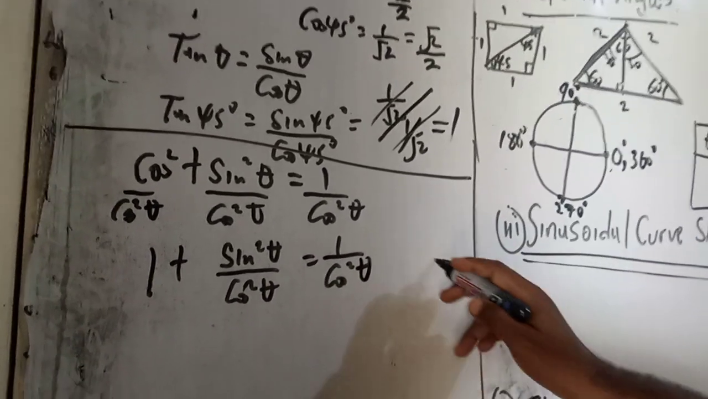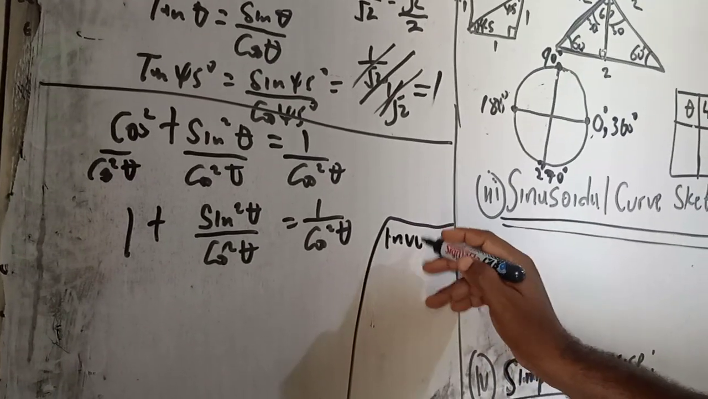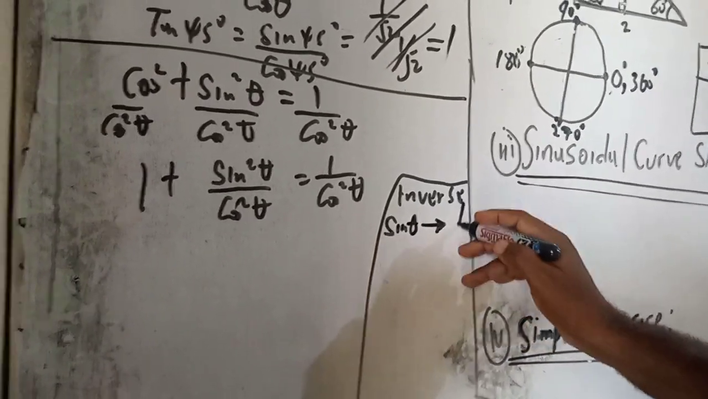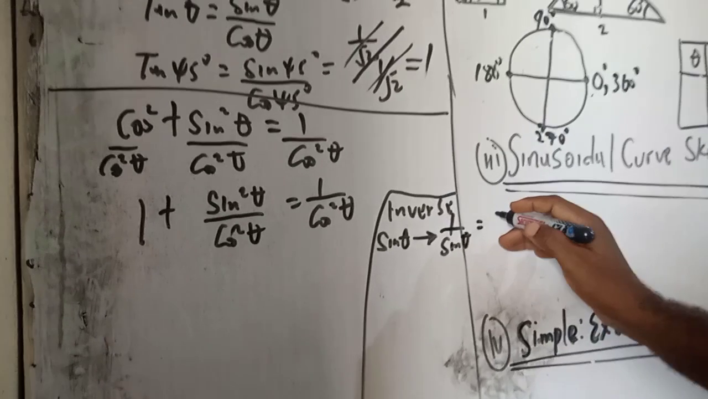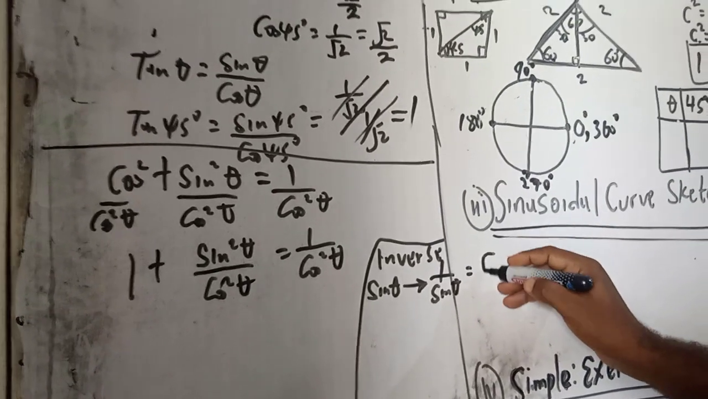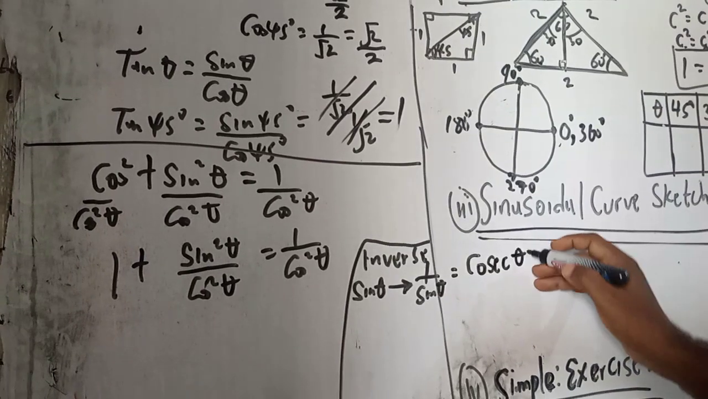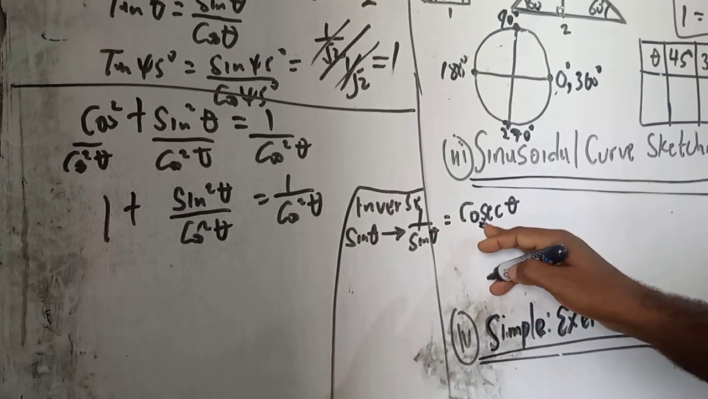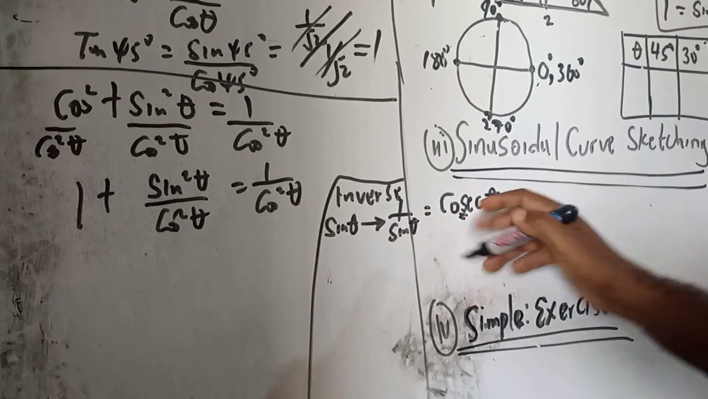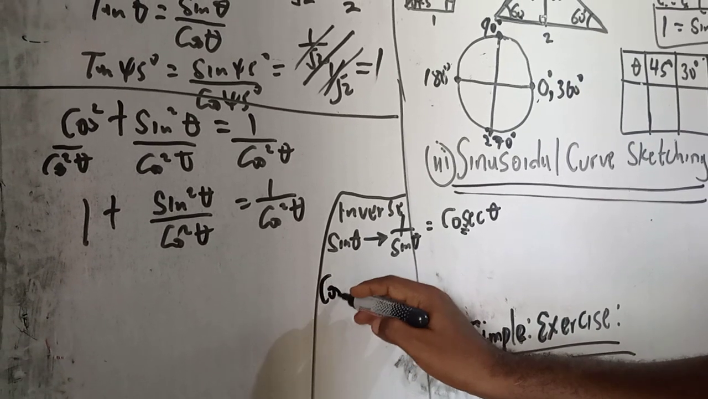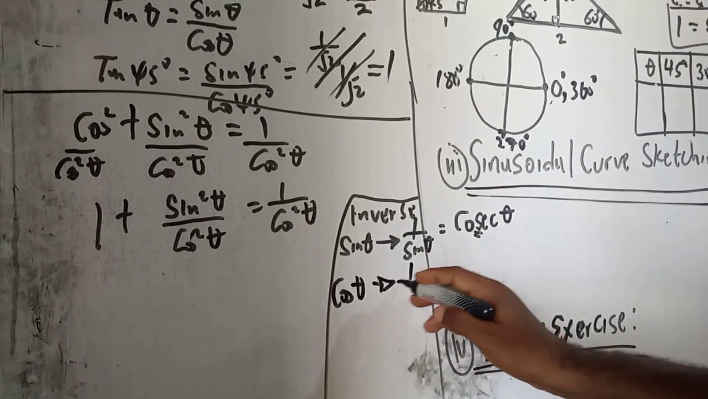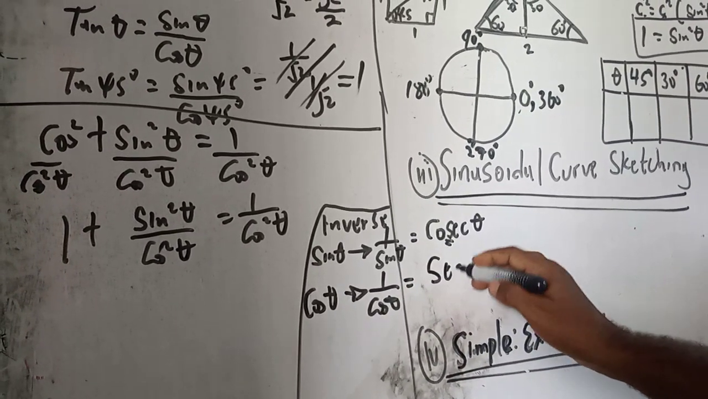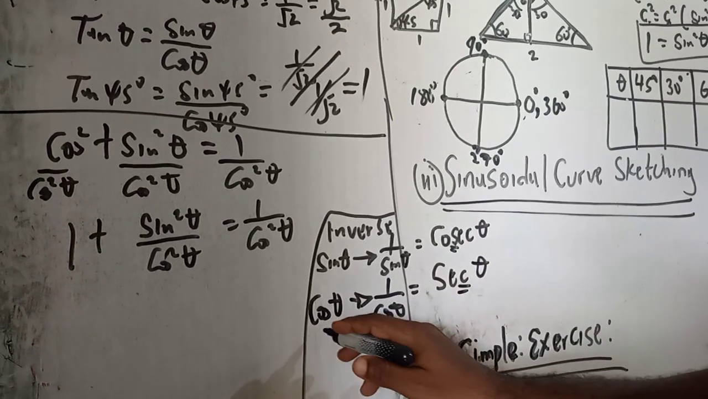Now, before I go further, we have what is called inverse trigonometry ratio. The inverse of sine theta is 1 all over sine theta, and is given as cosec theta. The third letter of cosec theta is s, so s goes with sine. Therefore, the inverse of sine theta is cosec theta. Then the inverse of cos theta is 1 over cos theta, and is given as sec theta. The third letter here is c, so c goes with cos.